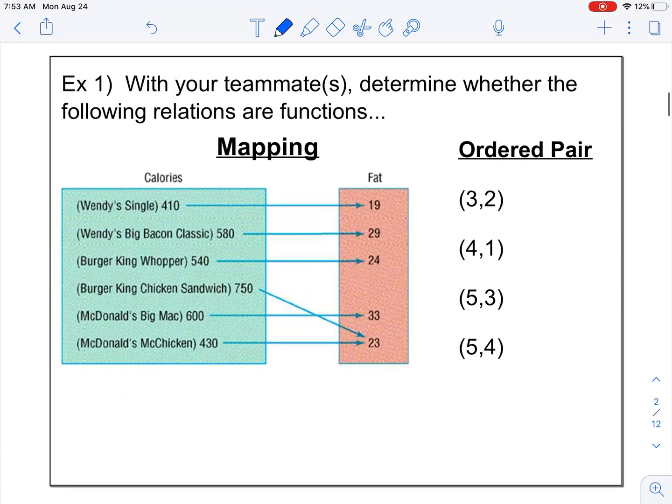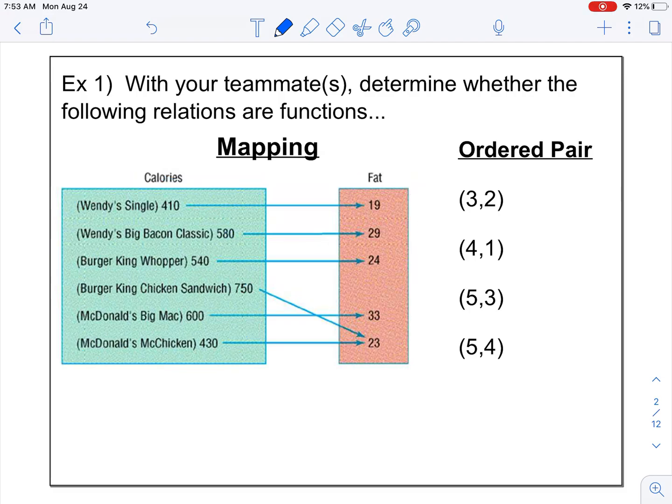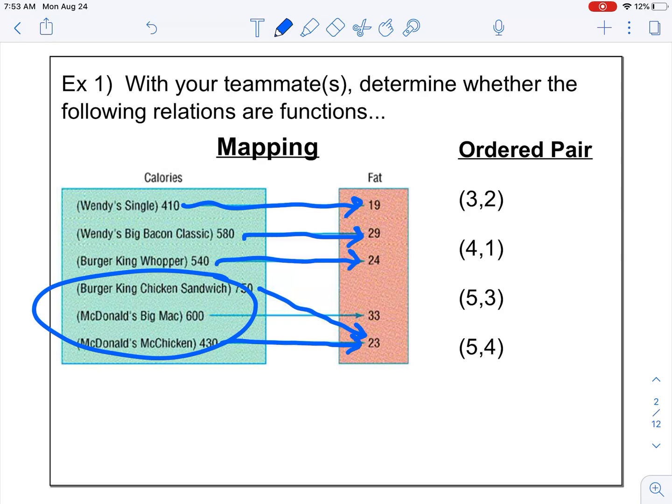One way is by mapping, which basically takes these inputs over here on the left and maps them or connects them to an output on the right. So you can see here at the top, all the inputs are being mapped to exactly one output. So that's all good. Don't let the bottom here trip you up. Even though the chicken sandwich and the McDonald's McChicken are both being mapped to the 23, these two inputs only have one output. So that's perfectly fine.